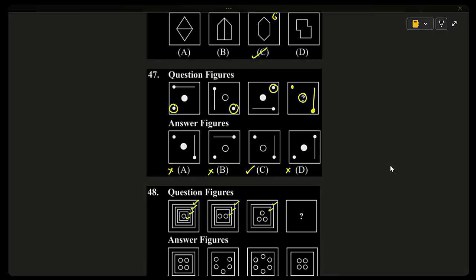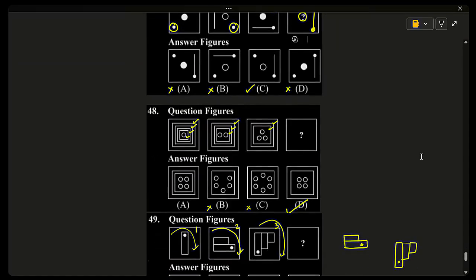Shanvit, what is your doubt? Sir, in 48th question, why can't it be A? See, here how many squares are there? Four. Next three. Next two. We expect only one square, but here two squares are there. That's why A is wrong. Okay? Okay, sir.